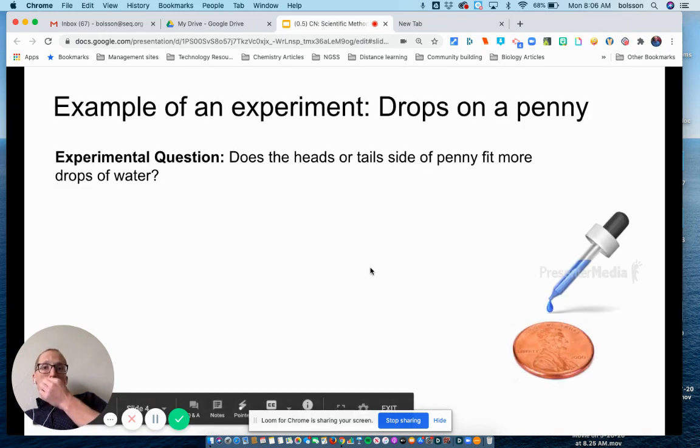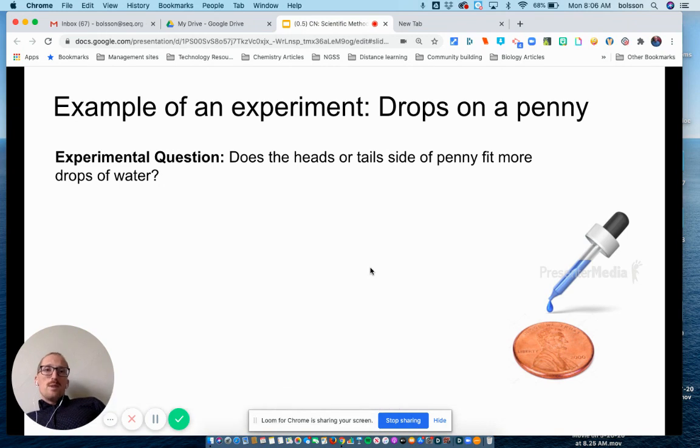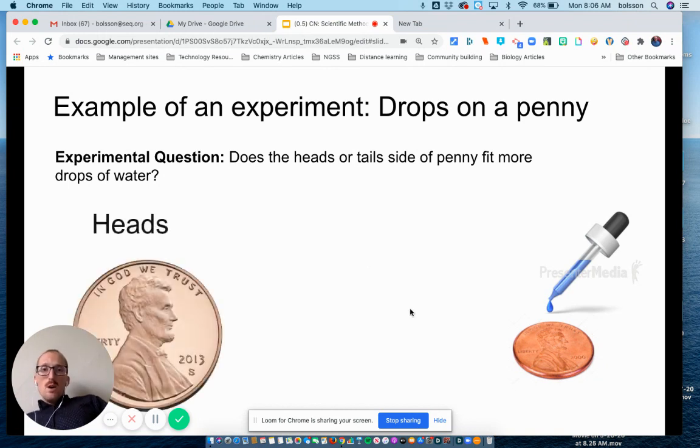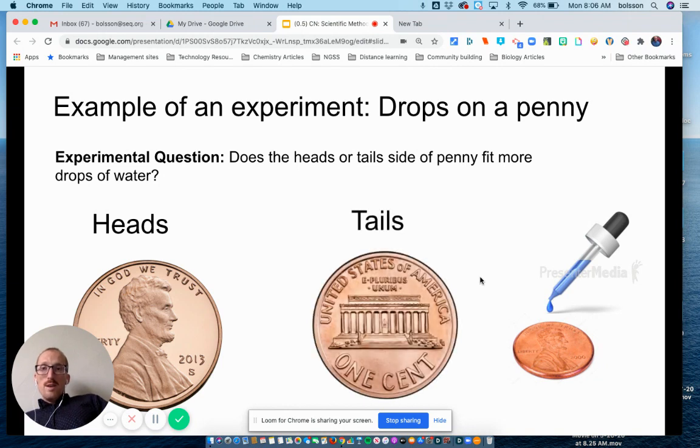Okay, so here's another example of an experiment, drops on a penny. Normally I would have you do this in class, but because we're at home, I'm going to kind of go through this process with you here at home and give you an example. So here's an experimental question. Does the heads or the tail side of a penny fit more drops of water? Okay, so this is a testable question. We can actually do an experiment to find out the answer.